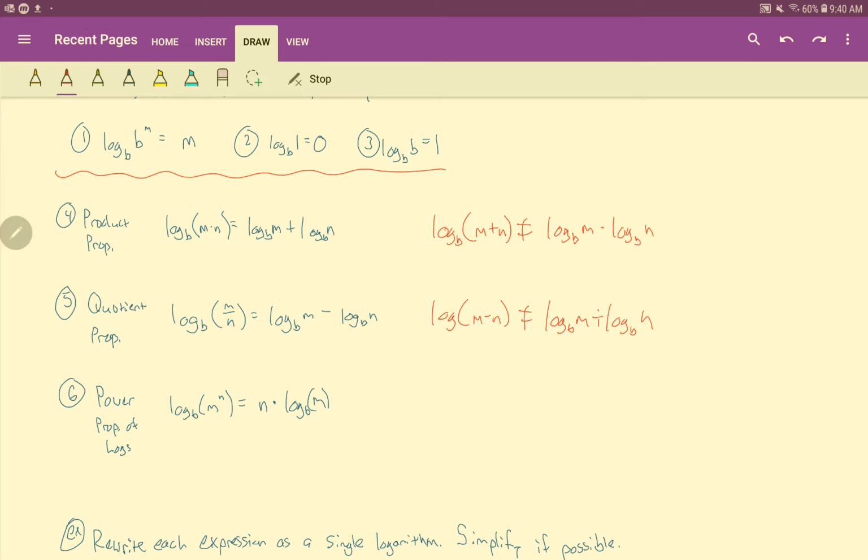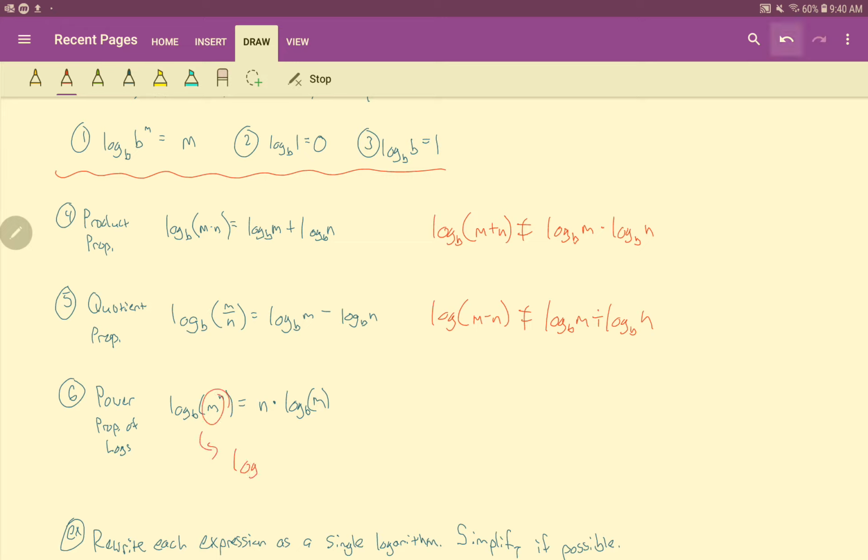And then finally, we have log base b of m to the n power here. Okay, so what that allows us to do is to bring this n exponent out front of the log base b of m. Okay, this is really just an extension of our product property. Okay, when you think about it, right?